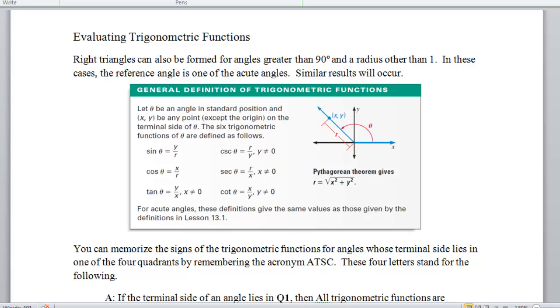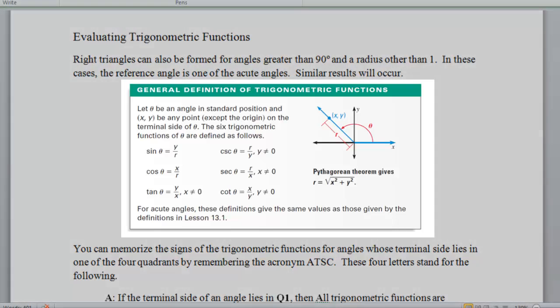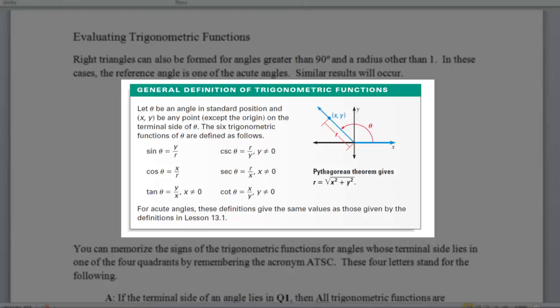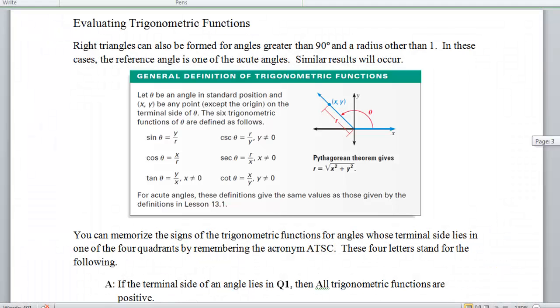The other thing too is that obviously the point could be in any one of the quadrants in the coordinate plane, and so we're going to have to figure out by the ordered pair given which parts are positive and which parts are negative, and depending on which quadrant it's in is also going to tell us whether the trig function is positive or negative. Now you can see here in this concept box that we have basically rewritten the trig functions in terms of r as opposed to in terms of 1 like we had with the unit circle. So it's very important that you can put that together and understand that.